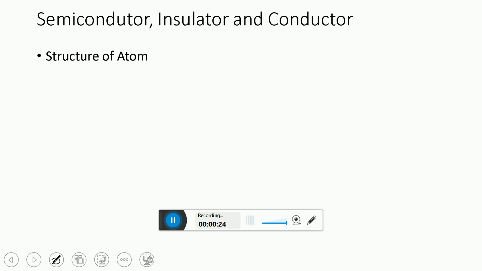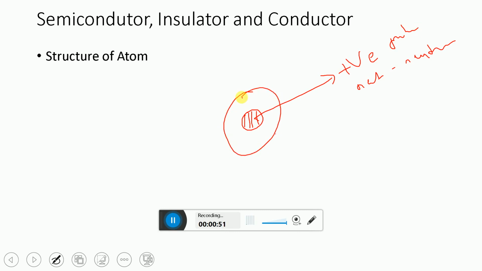So at the center, this is the nucleus. This nucleus contains the positive and neutral elements. The neutral element is called a neutron, whereas the positive element is called a proton. Electrons are revolving around this nucleus. This is the electron, having the negative charge.